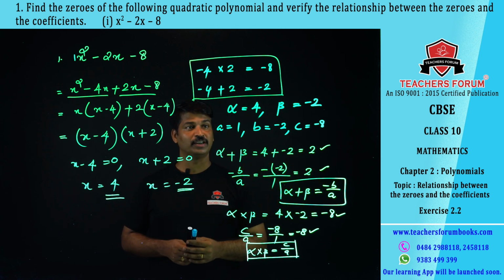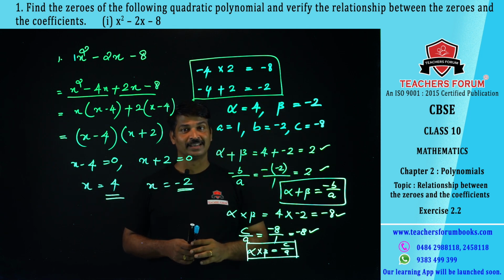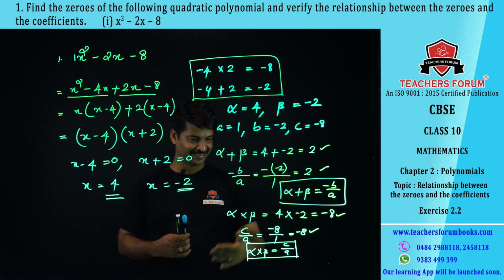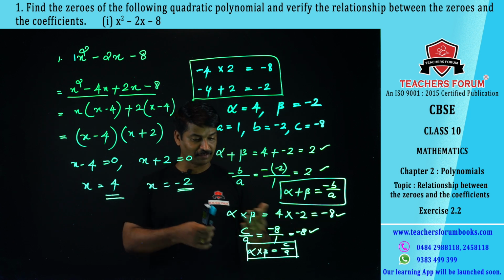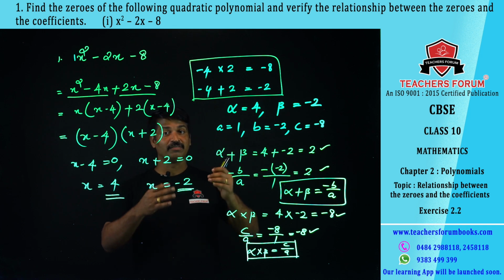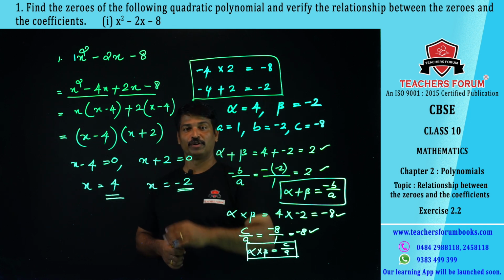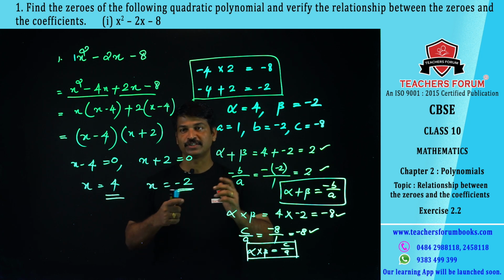Now let us find out alpha into beta. What is alpha into beta? Alpha into beta is minus 8. Now let us find what is c by a. That is also equal to minus 8. So from this what do we conclude? Alpha into beta is equal to c by a. Hence we have verified the relationship between the zeros and the coefficients of the polynomial. Okay, I think it is clear.